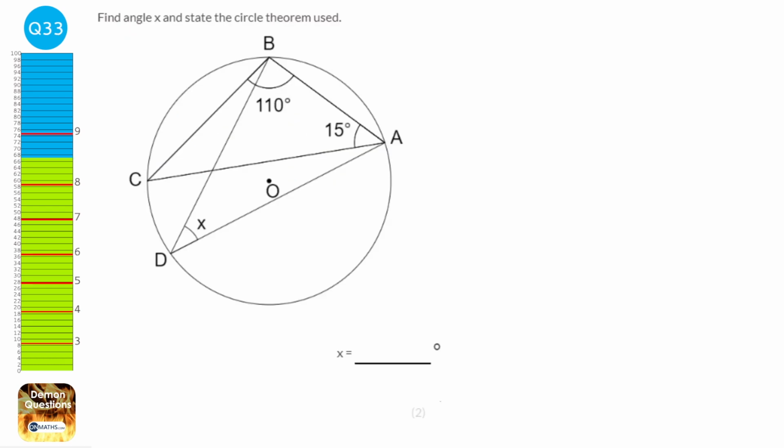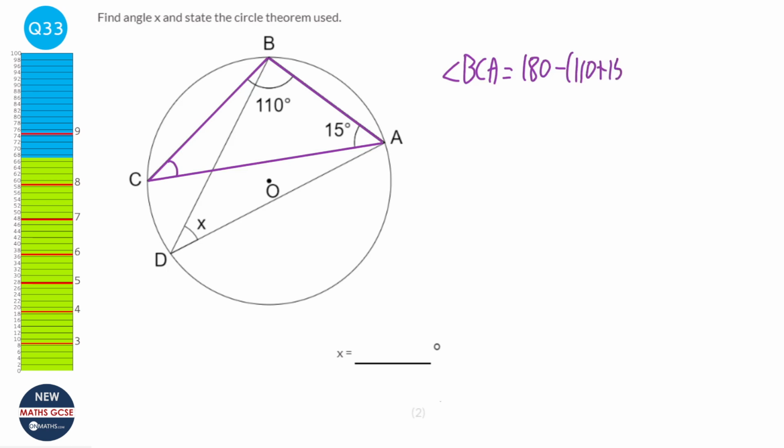First thing I noticed with this question is we've got this nice triangle here, and we've got this kind of missing angle here. So we're going to work out what angle BCA is by doing 180, take away the 110 plus the 15, which is going to equal 55 degrees. And you need to write down the reason, and the reason you'd write down is angles in a triangle add up to 180.